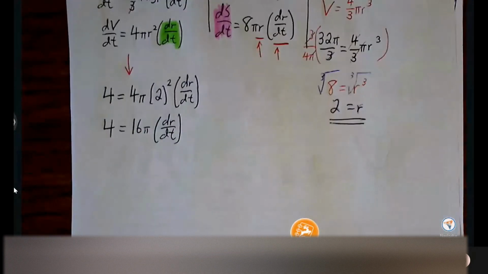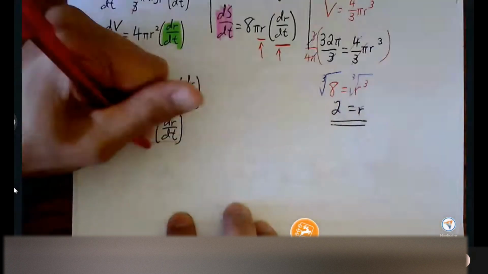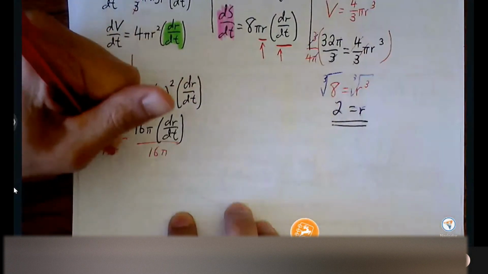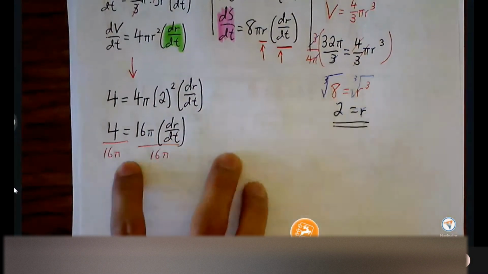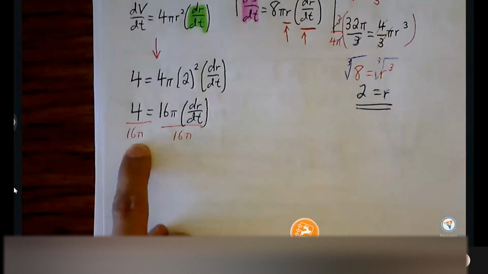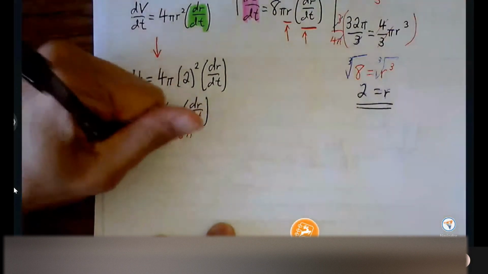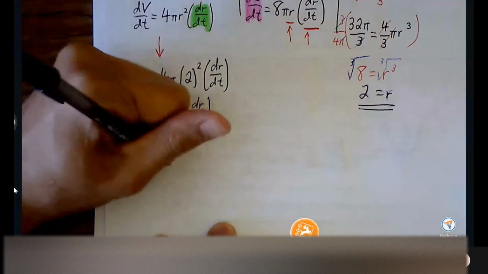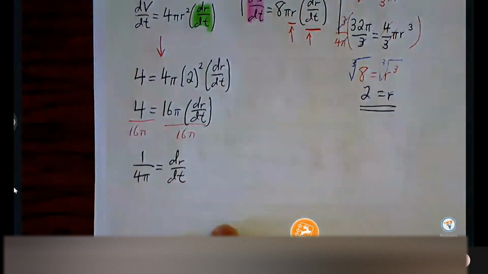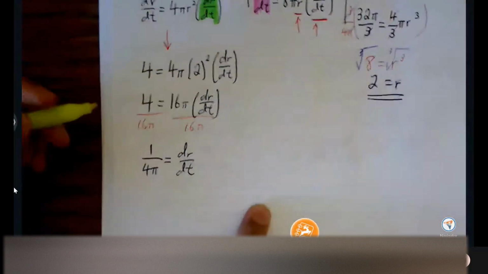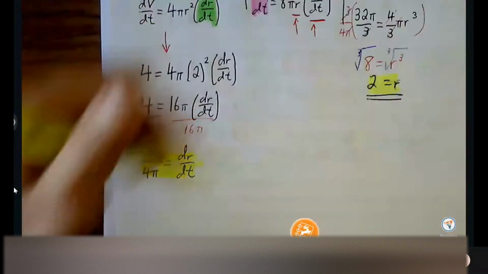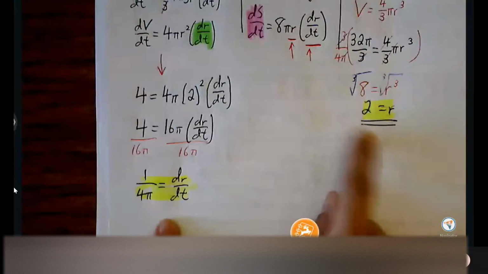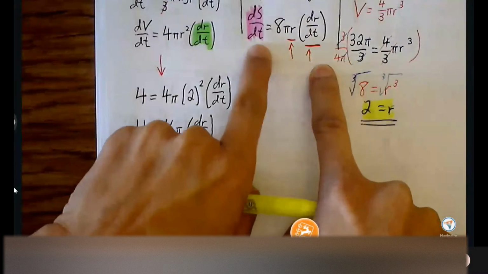If I want to solve for dr/dt, I'll divide both sides by 16π. dr/dt stays, 16π cancels out. Now 4 over 16 reduces, but we've got to be careful that π stays in the denominator, right? It doesn't suddenly move up. It's going to stay in the denominator. So 1 over 4π. All right, I think we have everything we need, right? We have the dr/dt, we have r, and now we can just substitute those into our equation to help us solve for ds/dt.